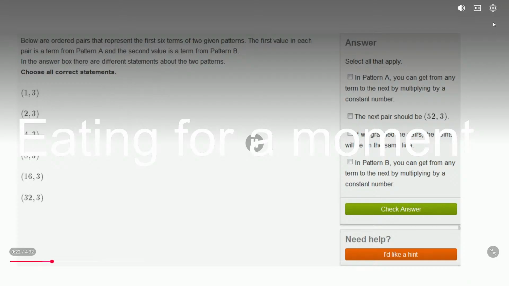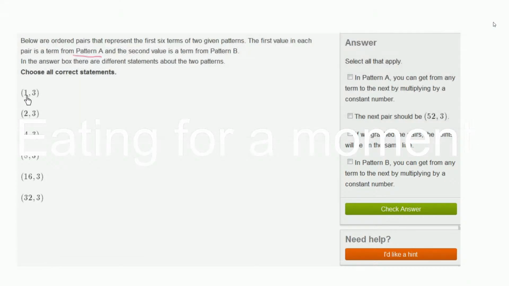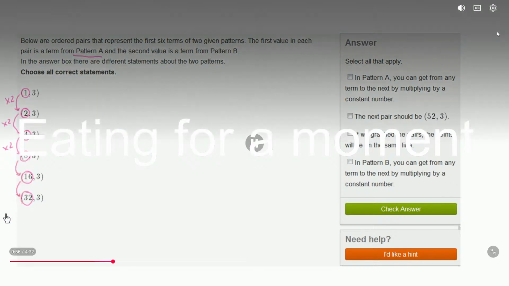They said the first term is pattern A. So the first term in each of these pairs is pattern A. So pattern A goes from 1 to 2 to 4 to 8 to 16 to 32. So it looks like pattern A, to go from the first term to the second term, we multiplied by 2. Then from the second to the third term, we also multiplied by 2, and we just keep multiplying by 2. 8 times 2 is 16, 16 times 2 is 32.